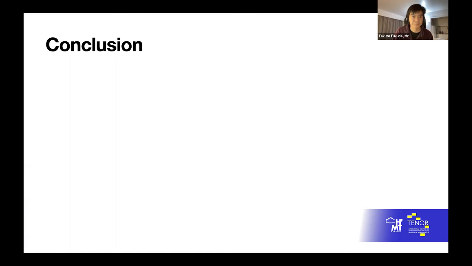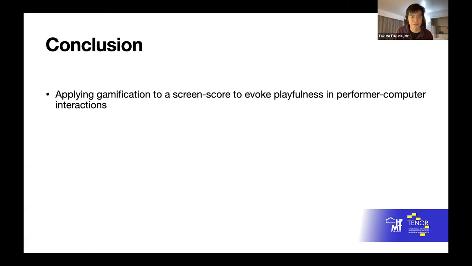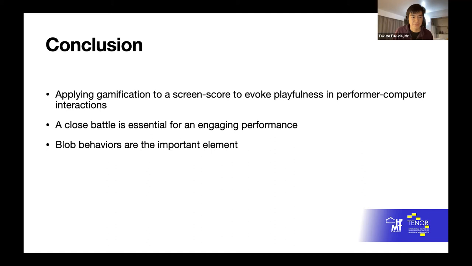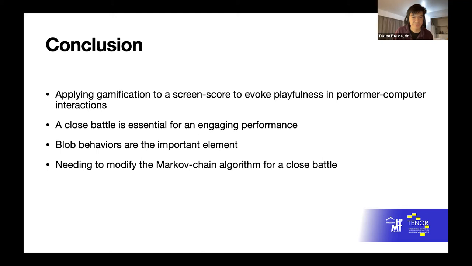So SuperCollider applied the concept of gamification to the screen score to invoke playfulness in performer-computer interactions, and a close battle is aimed for an engaging performance. Blob behaviors are an important element to engender the close battle. And to realize a more engaging performance, I found the need to modify the Markov chain algorithm in order to optimize the challenge's difficulties to the commensurate level with the performance skills. Also, I considered introducing the concept of handicapping in this game piece.